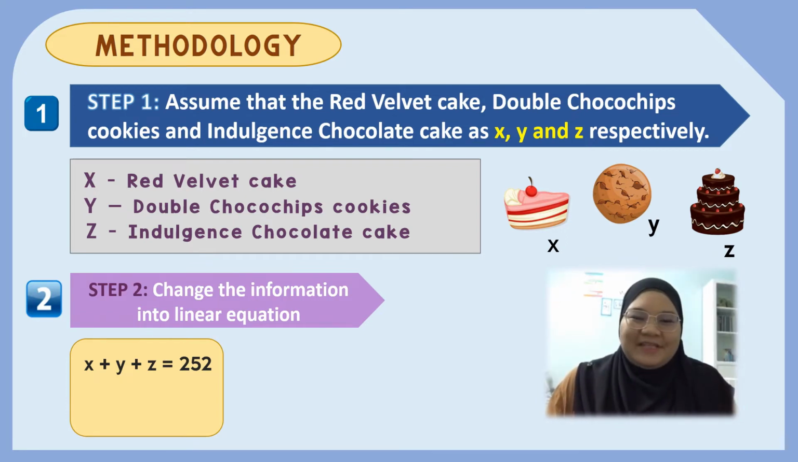The second equation is negative X plus Z equals 20. We get this equation from the statement that the production of the indulgence chocolate cake exceeds the production of the red velvet cake by 20. For the last equation, the third equation, is X minus 2Y plus Z equals 0. This equation refers to the statement that the total production of the red velvet cake plus the indulgence chocolate cake is twice the total production of double chocolate chip cookies.